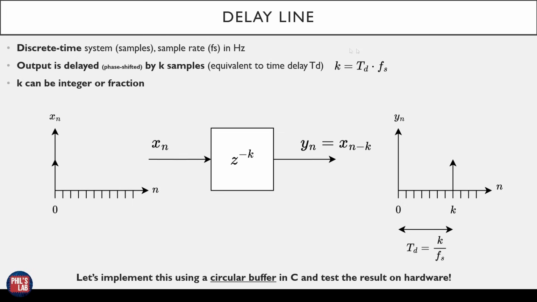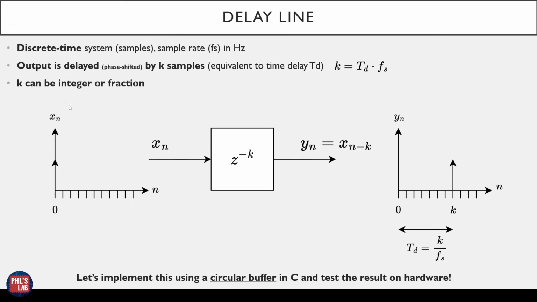We can work out k, given a time delay, td, for example in seconds. If you want a 1 second time delay, so td equals 1, and we have a sampling rate of 48 kilohertz, then we need to have k equal to 48,000 to get a 1 second delay. Now k, the number of samples we shift by, can either be an integer, which is very easy, or a fraction, where we'll need to use interpolation. For now, we will just be using integer multiples of k.